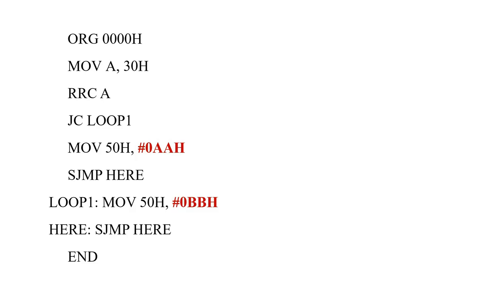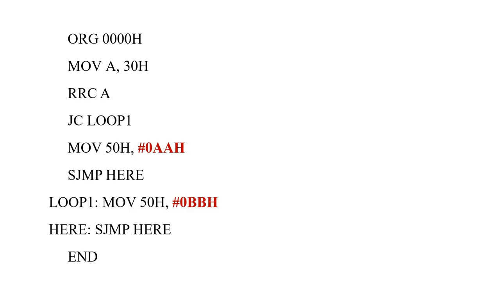To check the LSB, what are we using? We are using the rotate right through carry instruction. All the bits of the given number are rotated one bit to the right, and the LSB enters into the carry bit and the carry bit enters into the MSB, and the rest of the bits are shifted one bit to the right. That is how the RRC works.